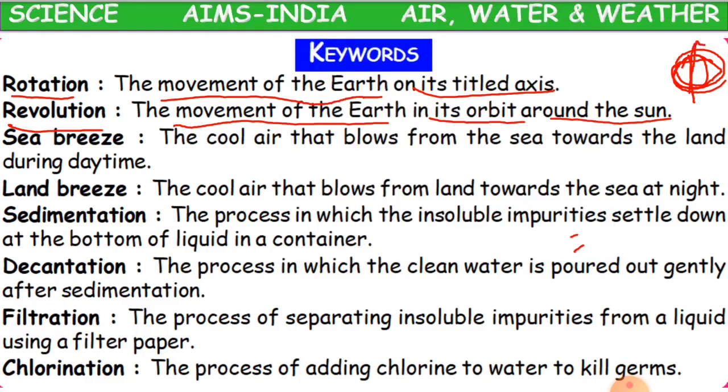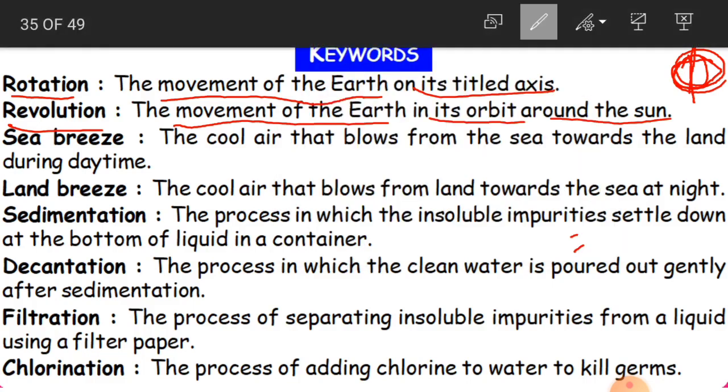Now, sea breeze. What is sea breeze? The cool air that blows from the sea towards the land during the daytime. You have to remember it like this: the air which blows from the sea, and where does it blow? Towards the land, when? During the daytime.